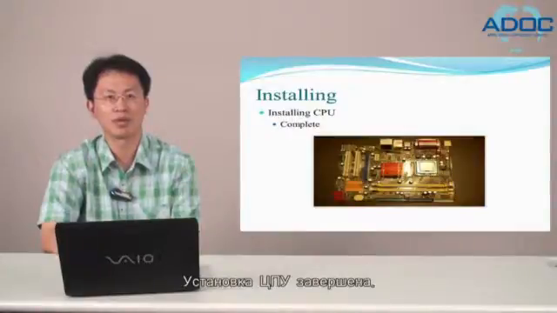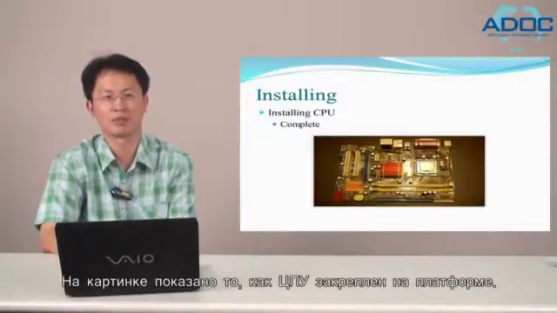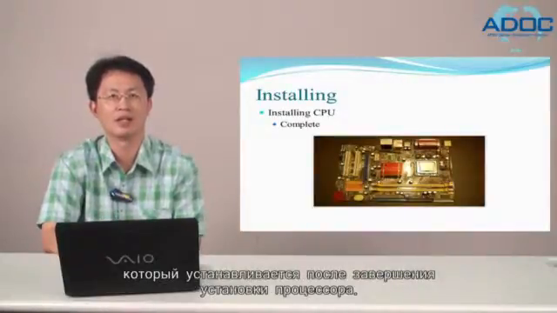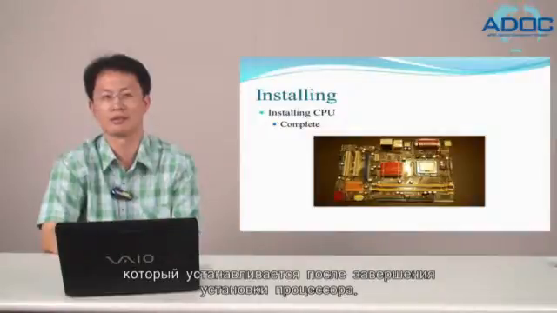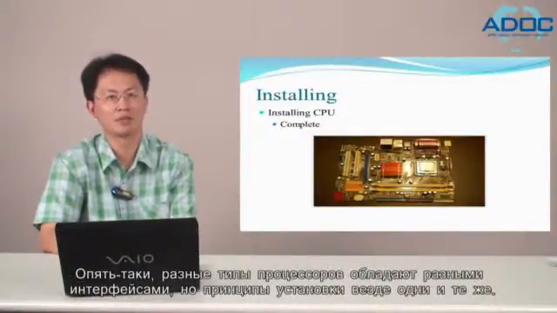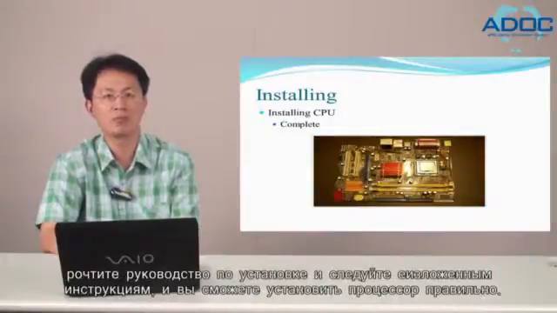And the CPU installation is complete. The picture shows that the CPU is locked onto the slot platform. The top of the CPU is exposed to transmit heat to the fans that we will install later on. Again, different types of CPU have different interfaces, but the principles are the same. Just read the manual and follow the steps, and you can install the CPU correctly.